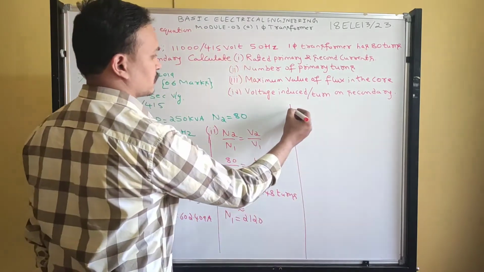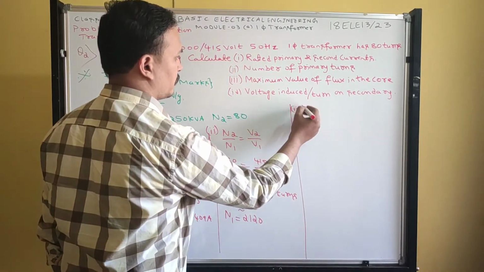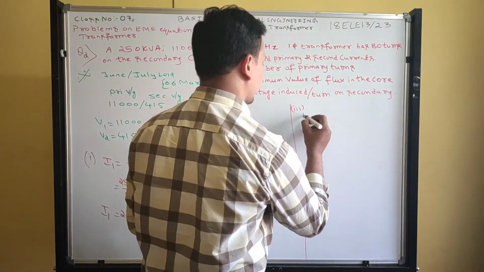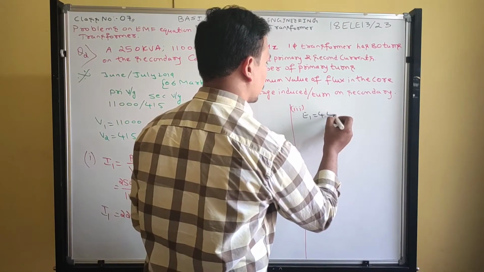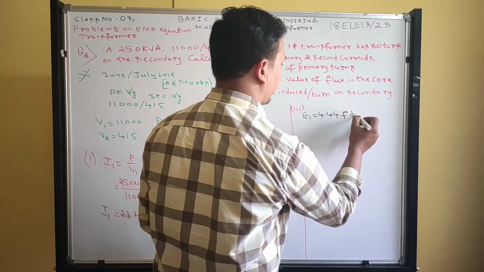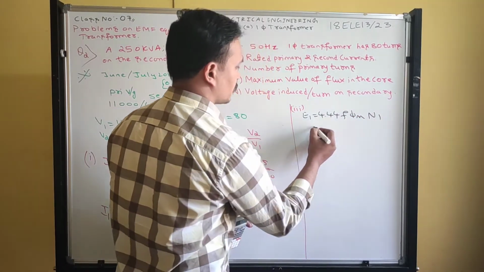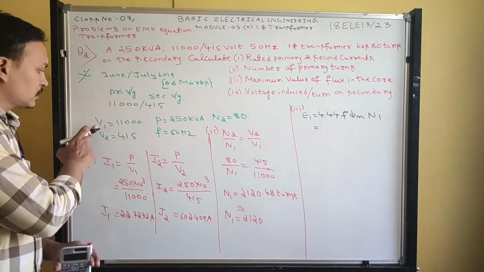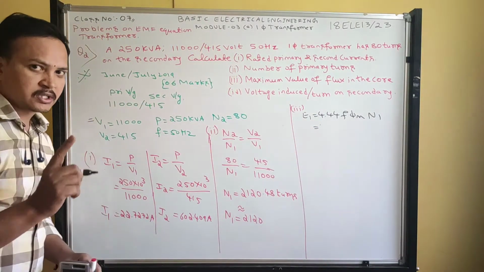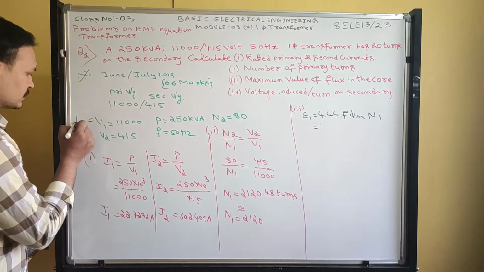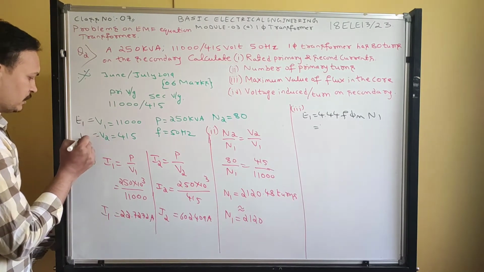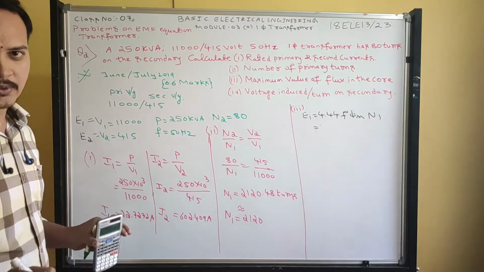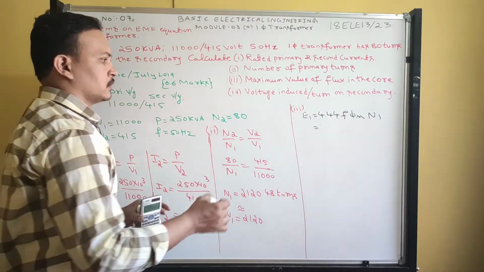Next is question number 3. What is the maximum value of flux in the core? Please write the EMF equation formula. E1 is equal to 4.44 F phi m N1. So E1 is how much? What is primary voltage? I told you in the first problem only. V1 is nothing but E1 and V2 is nothing but E2. This is fixed for all types of problems.